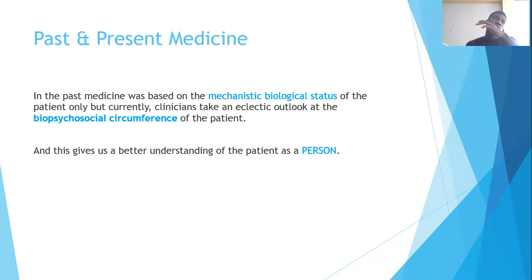So that is the reason for studying this course in medical school. In the past, from the time of the Renaissance to the dawn of the 1900s, we realized that medicine was going through what we call the mechanistic biological status. All that we were looking at was what is wrong with the biology, the physiology, the anatomy of the person, without considering the environment of the person.